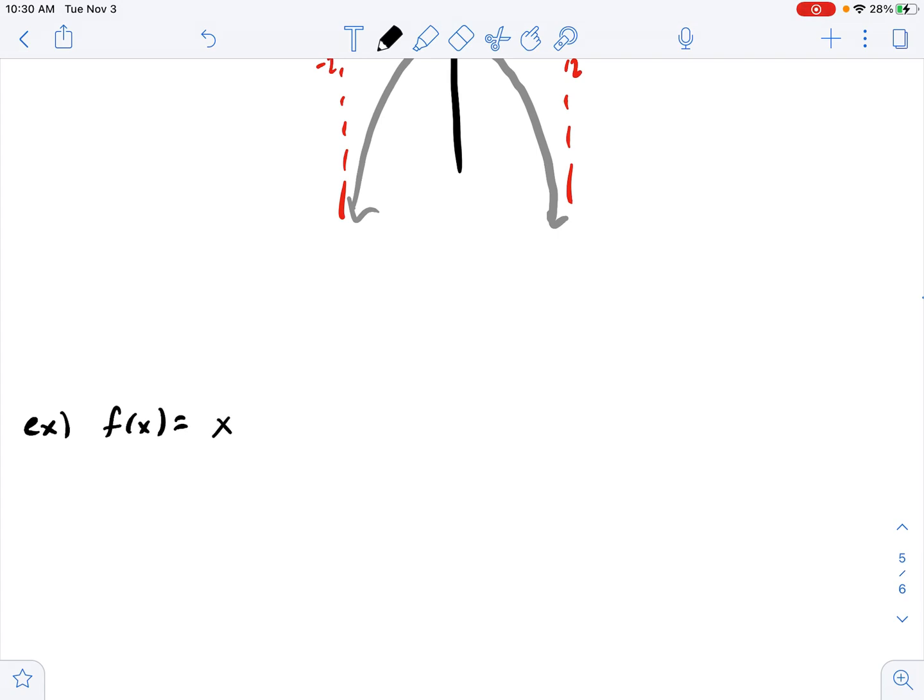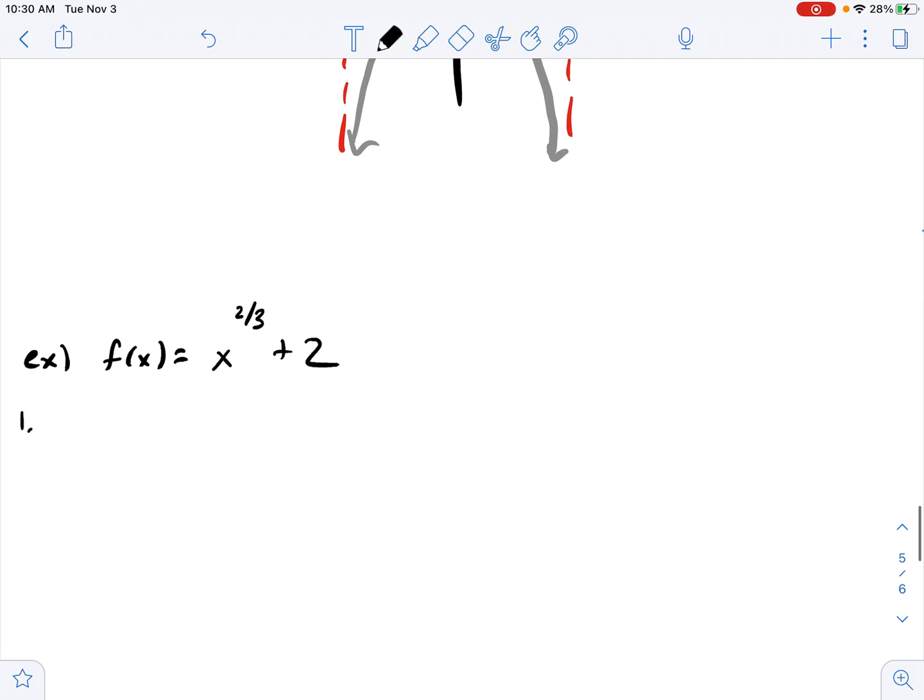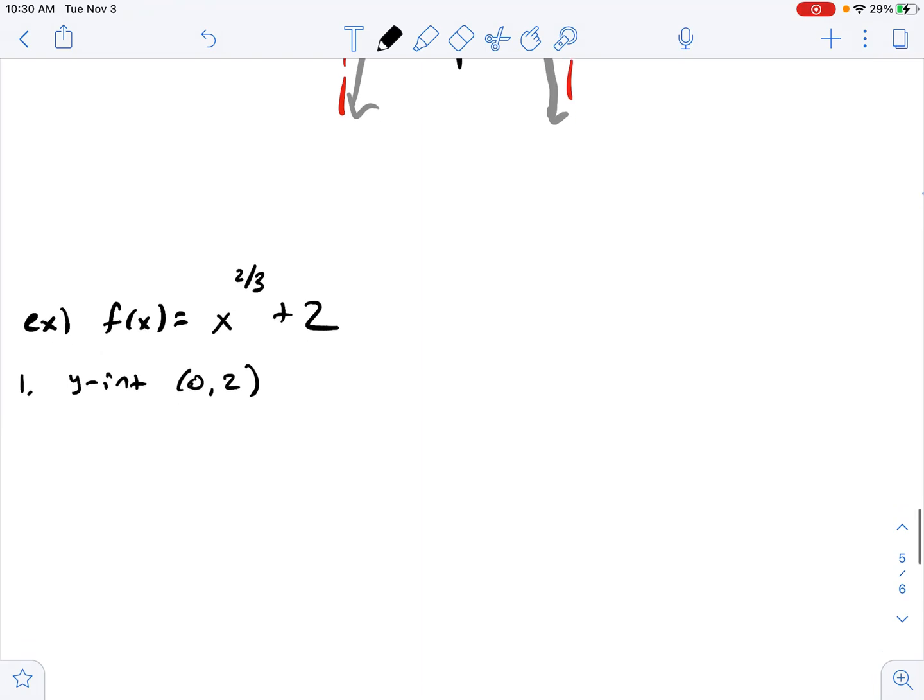And we'll look at the graph of f of x equals x to the 2/3 power plus 2. Sometimes you deal with, this is not a polynomial because that's not a whole number power. Okay, so it's just some function of x. Let's take a look. So let's see the y-intercept. If I plug 0 in for x, I get back 0, 2.